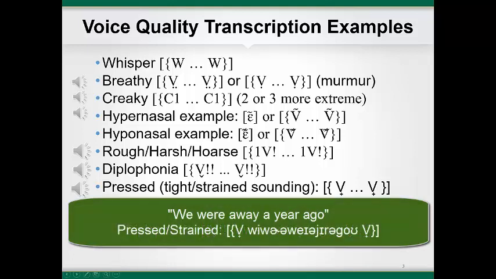Finally, pressed or strained voice is a voice quality that occurs when the vocal folds are pressed too tightly together. It sounds tense and almost painful. Pressed voice sounds like this.